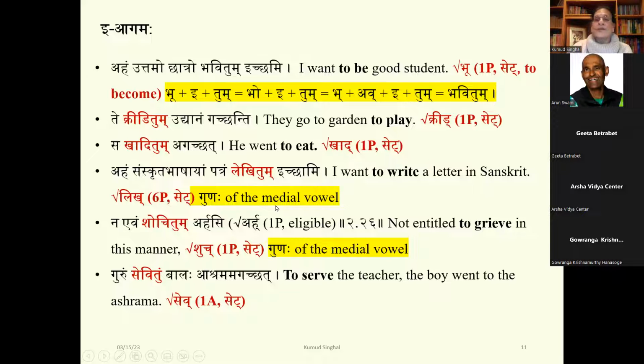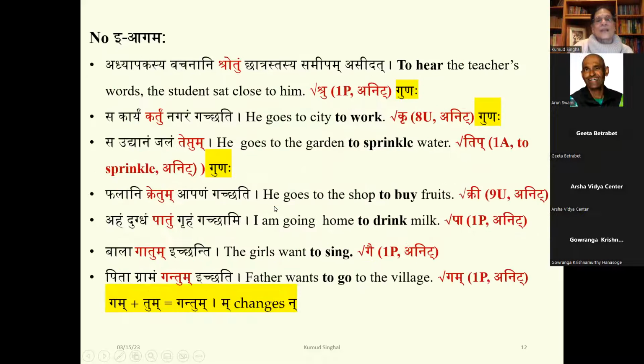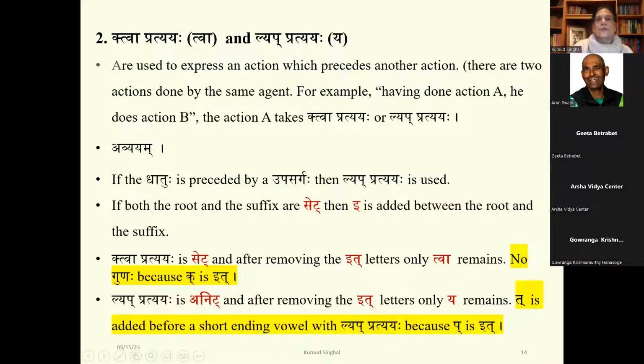Any more questions? I just introduced it, and then we'll go into it in the next class. Because there were a number of new things, like it and e agama and so on, if it's not clear, please ask any questions.